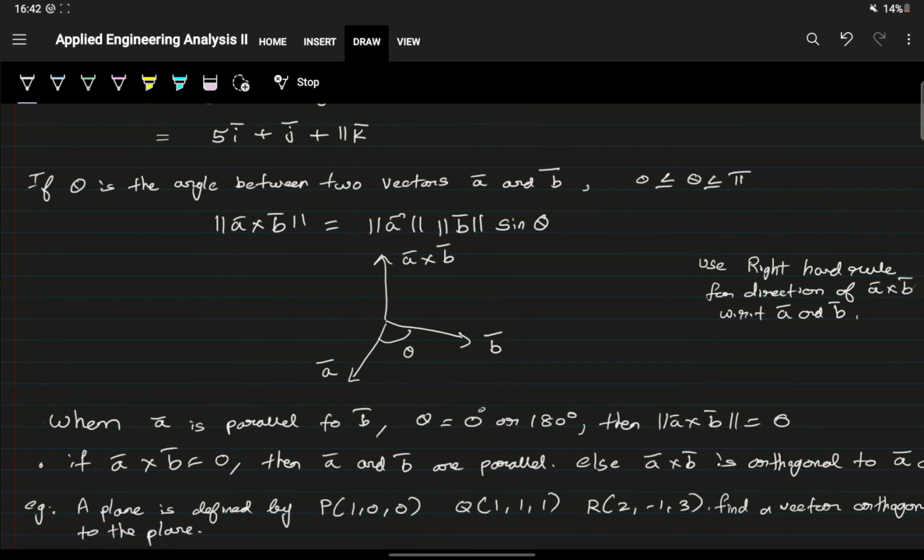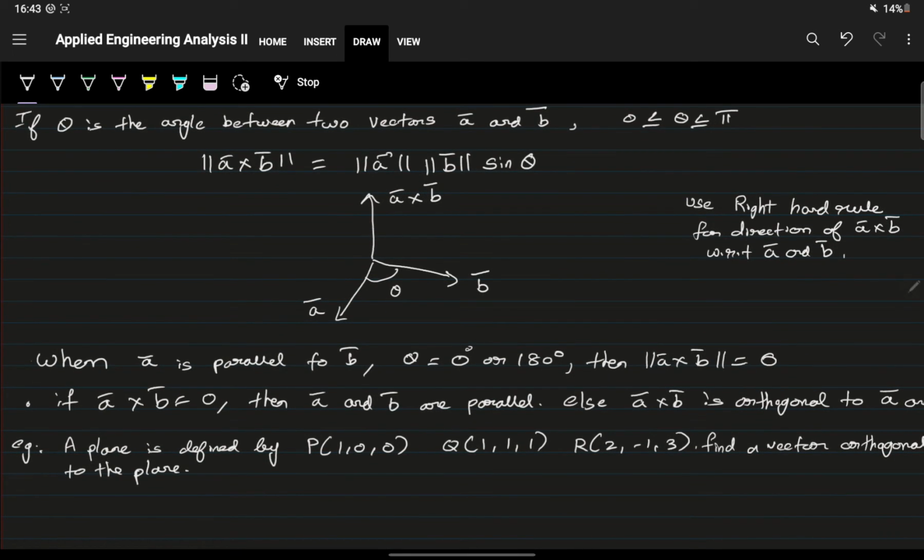If theta is the angle between the two vectors a bar and b bar, and if the angle lies between 0 and 180, then the magnitude of the cross product a cross b is given by the magnitude of a, the magnitude of b, and sine theta. And the direction of the cross product a cross b relative to the original vectors a and b can be found by using the right hand rule. It will always be perpendicular to a and b.